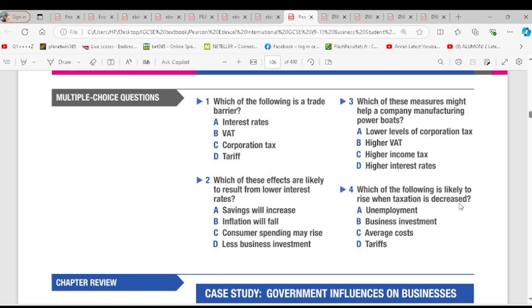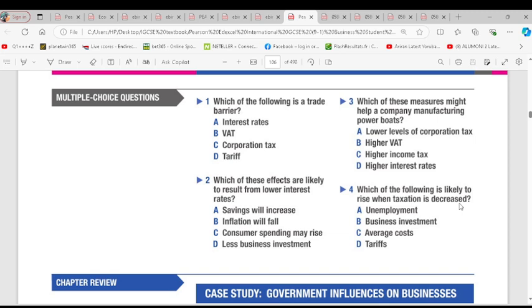Yeah. Are you there? So, question 1. Which of the following is a trade barrier? Tariff. A trade barrier, yes, tariffs, thank you. Tariffs increase taxes on importation, so it increases the price of the product. Yes, number 1, D. The price of the product.